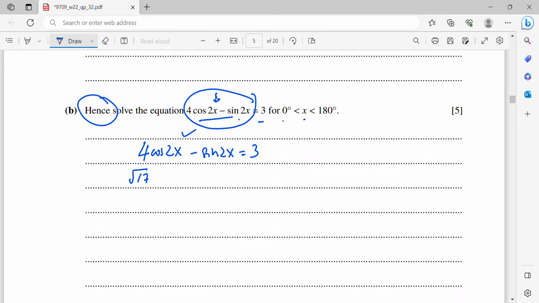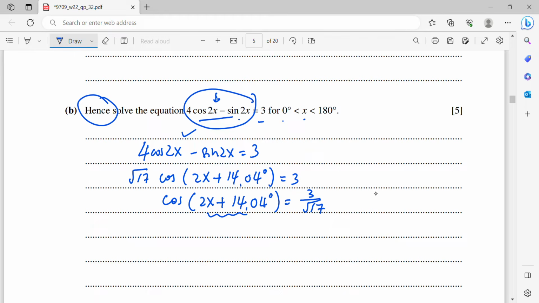So now square root 17 cos(2x plus 14.04 degrees) equals 3. First of all, we have to move the square root 17 to the right hand side. Then you'll be getting cos(2x plus 14.04 degrees) equals 3 over square root 17. Now from here, you are getting 2x plus 14.04 degrees, and the initial interval of x is from 0 to 180 degrees.